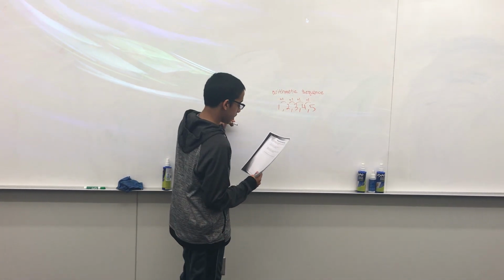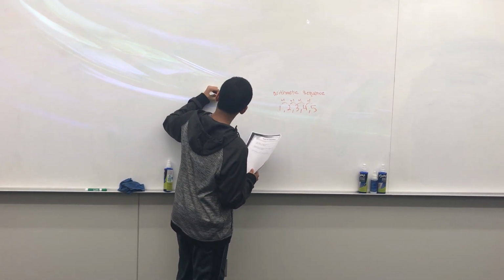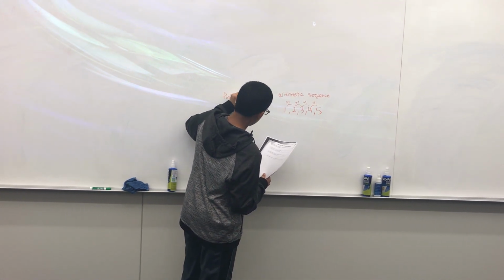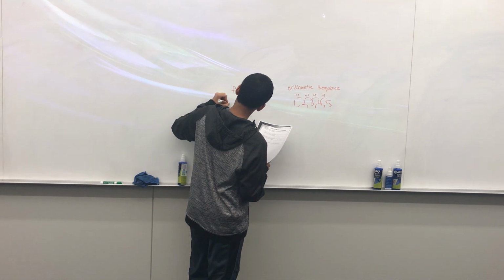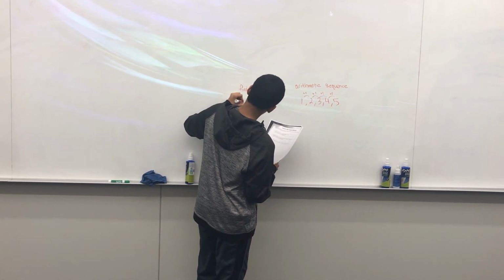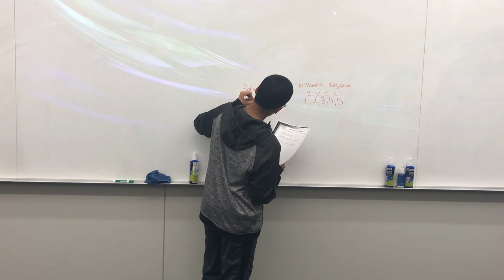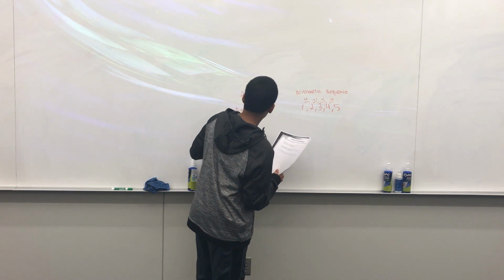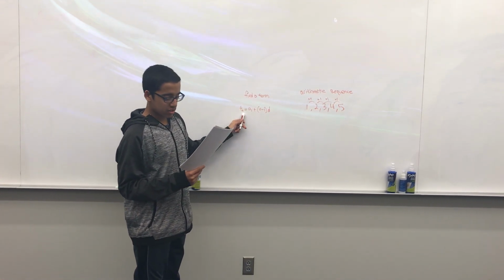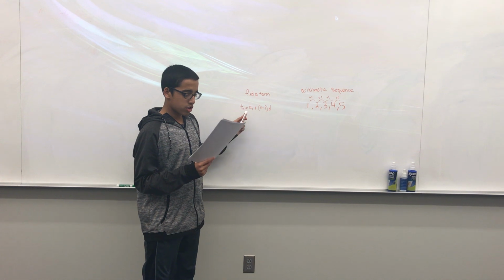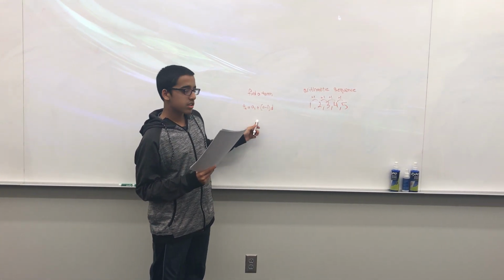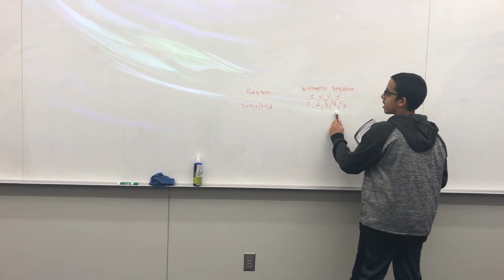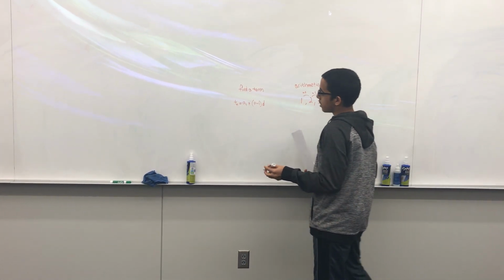The first one is to find one of the terms of an arithmetic sequence. Okay, this is the formula. Tn stands for term n, A1 stands for the first term, n stands for the number of terms, and d stands for the common difference. So to find the fourth term here, you plug the numbers into this formula.